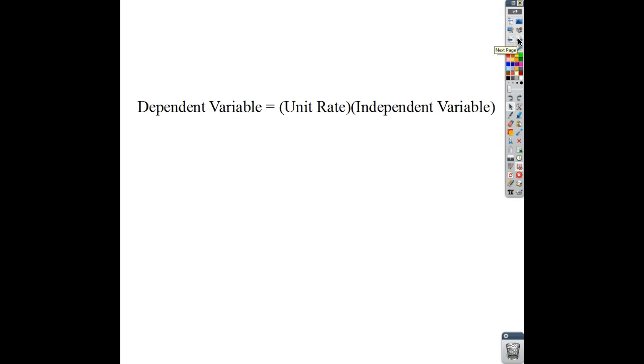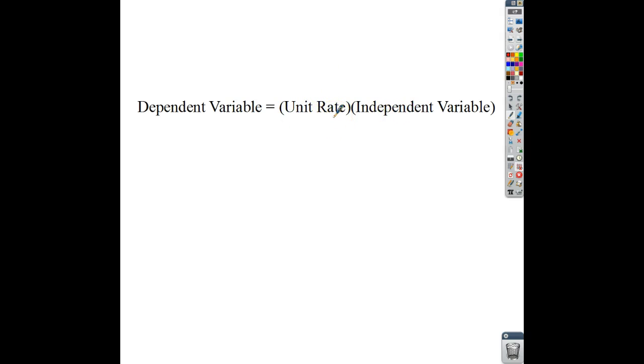When we're talking about independent variables and dependent variables, right? We have X, we have Y. We have the thing that we're changing, we have the thing that we're measuring, okay? We use those to find a unit rate, okay? And then really what we're saying here is the dependent variable, the thing that we're measuring, depends on what I start with and what I'm doing to it, okay?